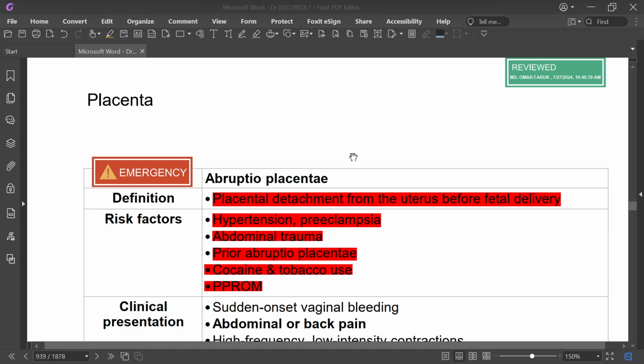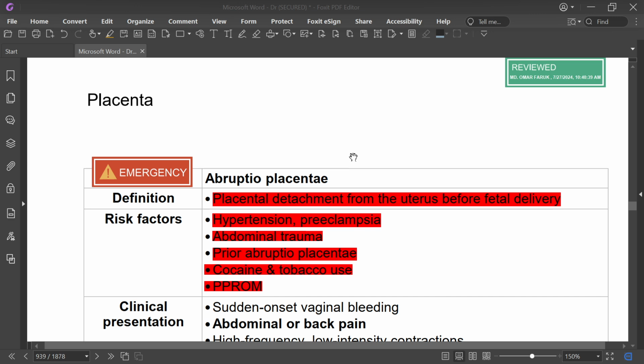When there is bleeding which is painless, causeless, recurrent, and it is antepartum bleeding after 20 weeks, that is placenta previa. And if the bleeding is due to a painful cause, it is abruptio placenta. I'm talking in a very simple manner. Abruptio placenta means placental detachment from the uterus before fetal delivery.